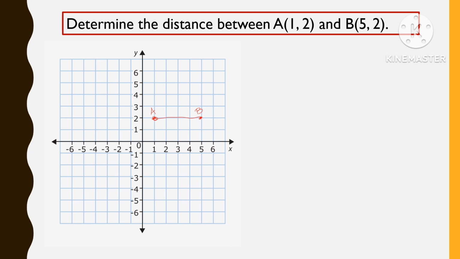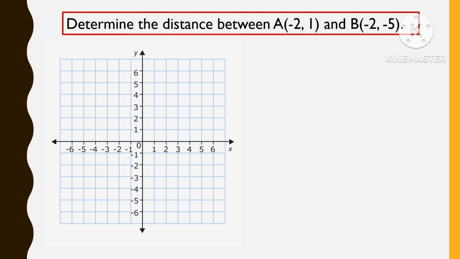Since it is a horizontal line, we will get the difference of their x-coordinates. If we try to determine the difference of A and B, this is equal to the absolute value of their x-coordinates, 1 and 5. So the distance of A and B is equal to the absolute value of -4. The absolute value of -4 is equal to 4 units. This means that the distance between point A and B is 4 units.